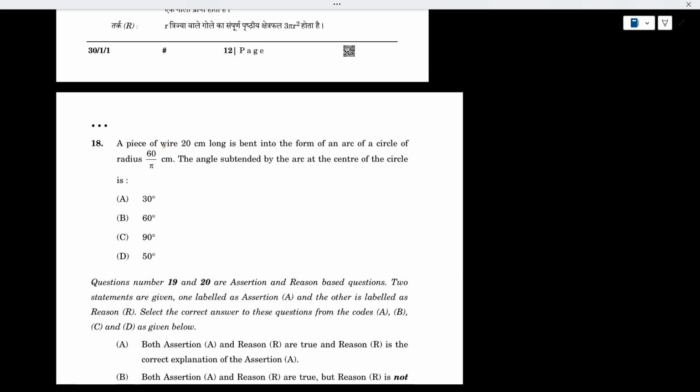What is given here? A piece of wire 20-meter long is bent into the form of an arc of a circle. So you are taking a wire bent into an arc, which means the arc will be part of a circle, which is having the radius 60 by pi centimeter. You need to find out the angle subtended by the arc at the center of the circle. Now if I take this as the center of the circle, these two of them are radius, right? Now what is this length? Arc length 20 centimeter. This is r, which is given as 60 by pi.